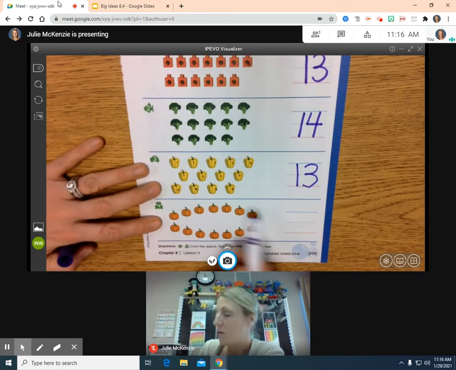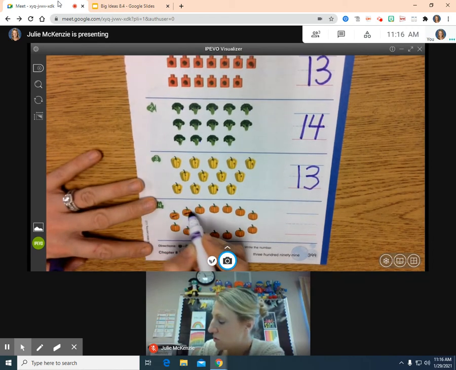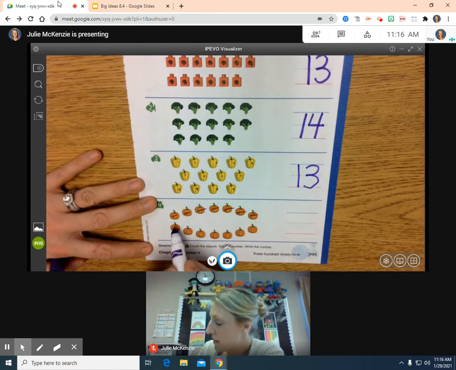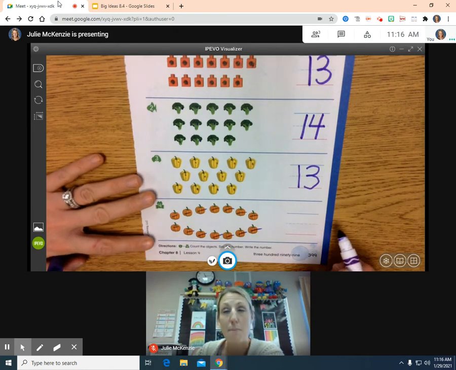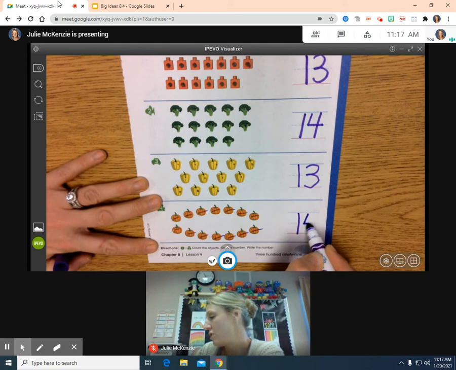Okay, I'm now going to count the pumpkins. Watch how I make a mark on them. 1, 2, 3, 4, 5, 6, 7, 8, 9, 10, 11, 12, 13, 14. I counted 14 pumpkins. I need to write a 14. Now don't turn the page yet.